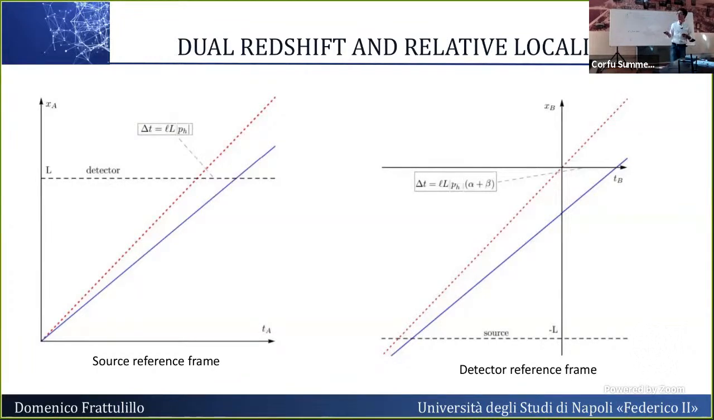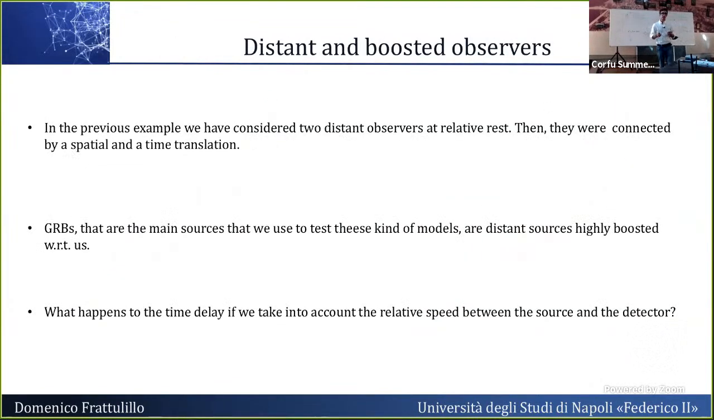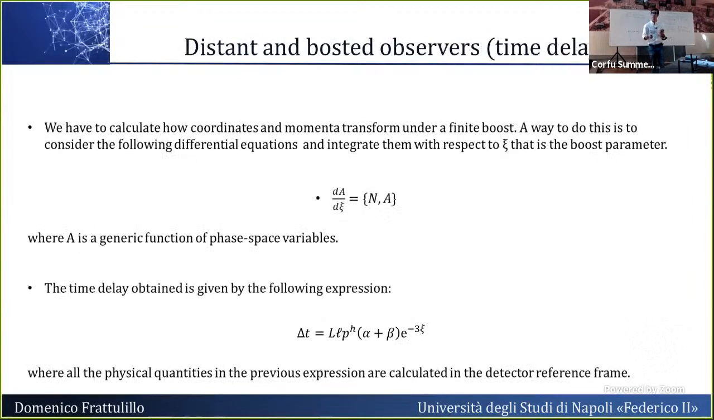from the previous one. Now, in this example, we have considered two observers that are distant but at relative rest. But because the main sources that are used to test this kind of models are GRBs that are supposed to be not only distant sources, but also highly boosted with respect to us, we can ask what happens to the time delay when the relative speed between source and detector is taken into account. To do this, we have to calculate how coordinates and momenta transform under a finite boost.